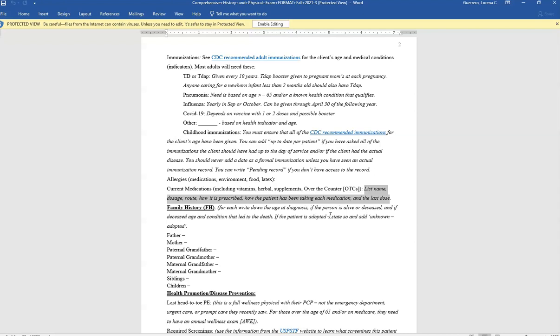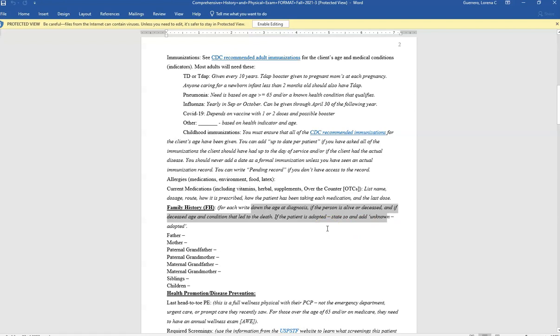Sometimes people, especially who speak another language, it's real common for that to happen, okay? And then when was the last dose? That's important because sometimes you don't want to double up on something if they've already taken it, okay? Family history. For each, you want to write down the age of diagnosis, if the person's alive or deceased, and what condition, if the condition led to their death, okay?